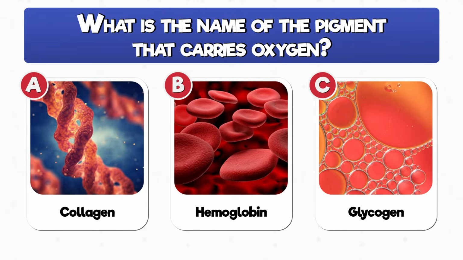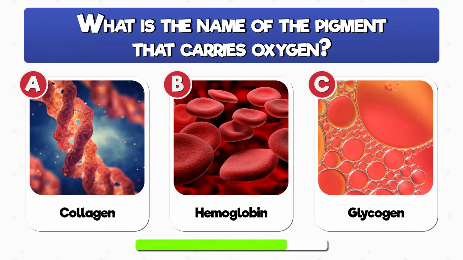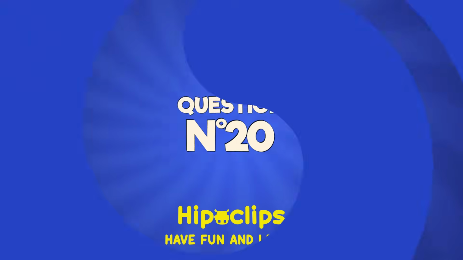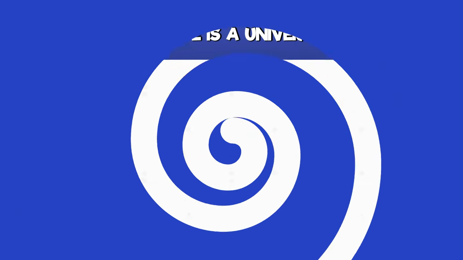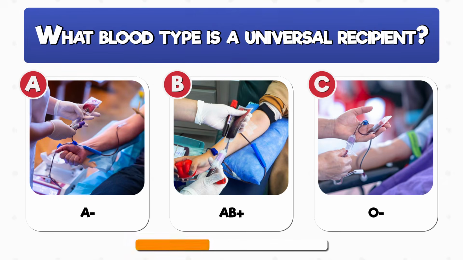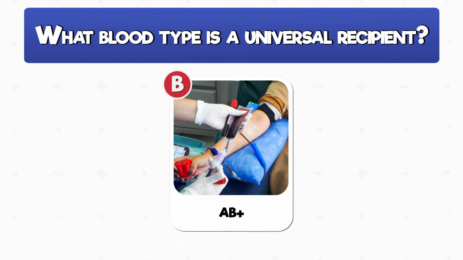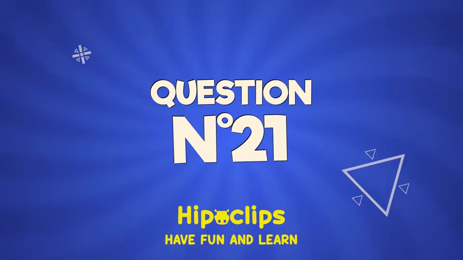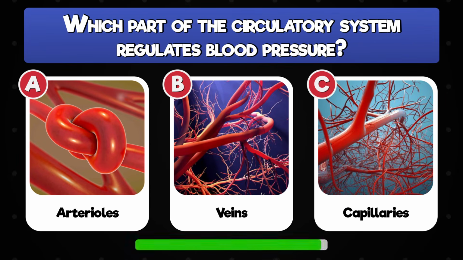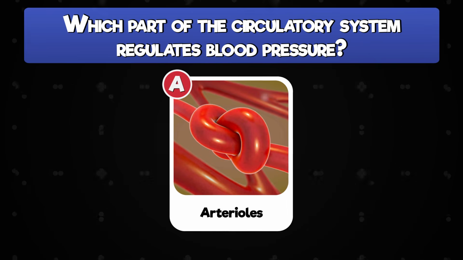What is the name of the pigment that carries oxygen? Hemoglobin. What blood type is a universal recipient? AB positive. Which part of the circulatory system regulates blood pressure? The arterioles.